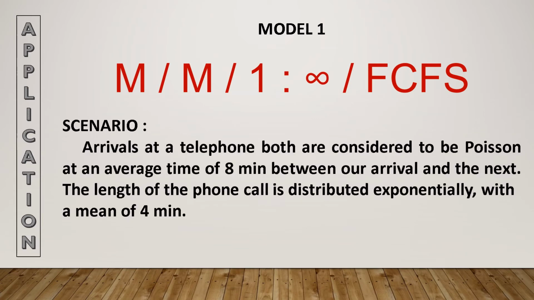So here is the scenario. Arrivals at a telephone booth are considered to be Poisson at an average time of 8 minutes between one arrival and the next. The length of the phone call is distributed exponentially with a mean of 4 minutes.